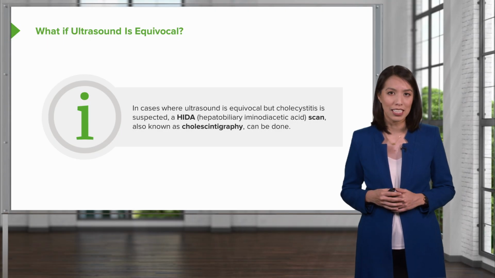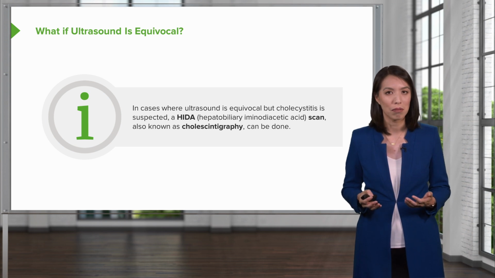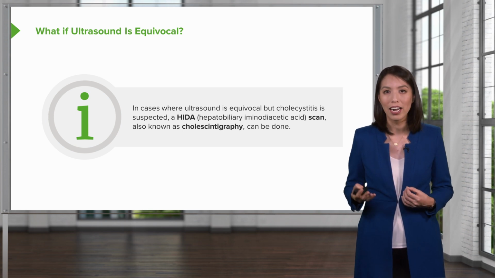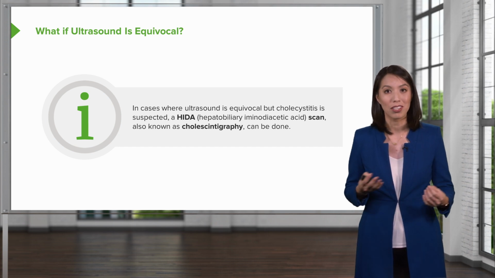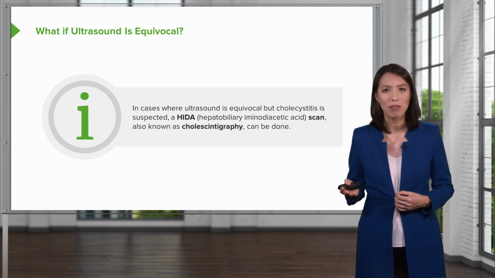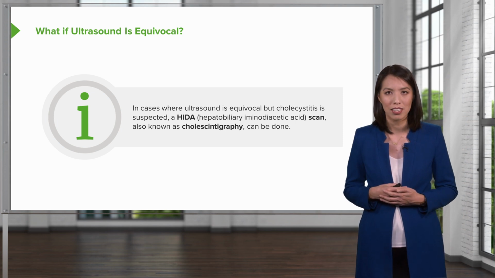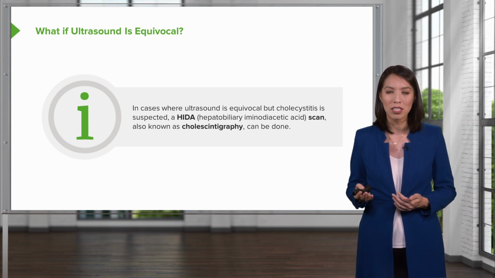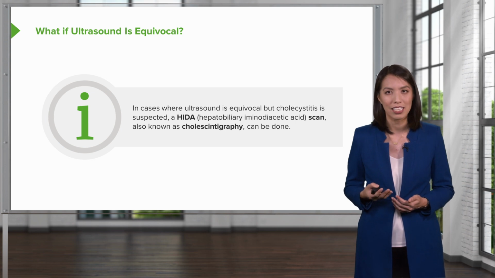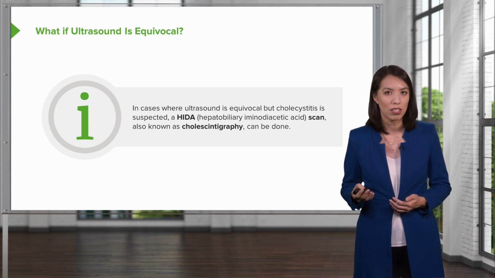So there are some cases when the diagnosis is difficult to make. For instance, when you have a high clinical suspicion that your patient has acute cholecystitis based on their presentation, but your ultrasound doesn't show those typical findings we discussed. In these cases, you may do a special type of scan called a HIDA scan. This is also known as cholescintigraphy.